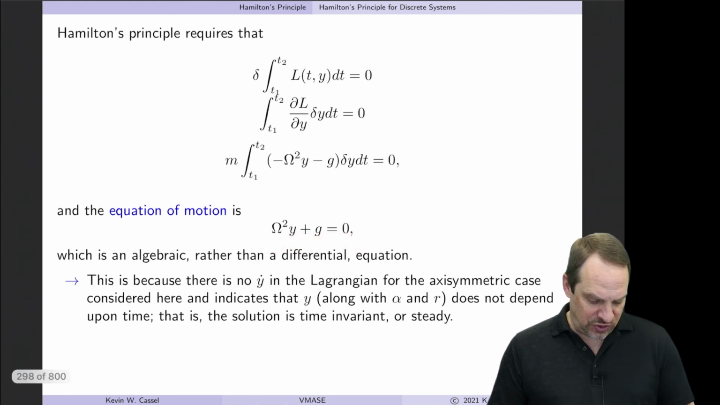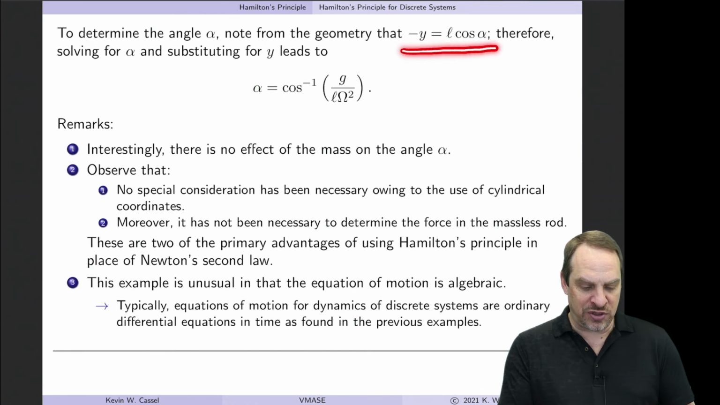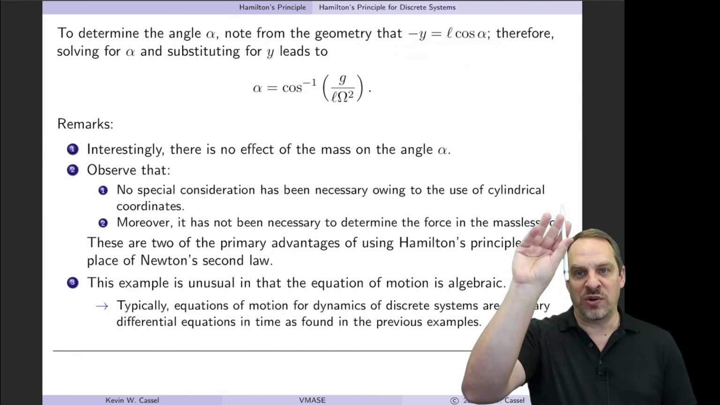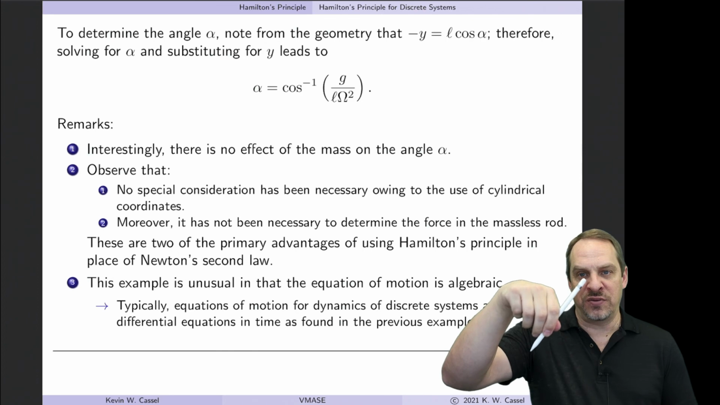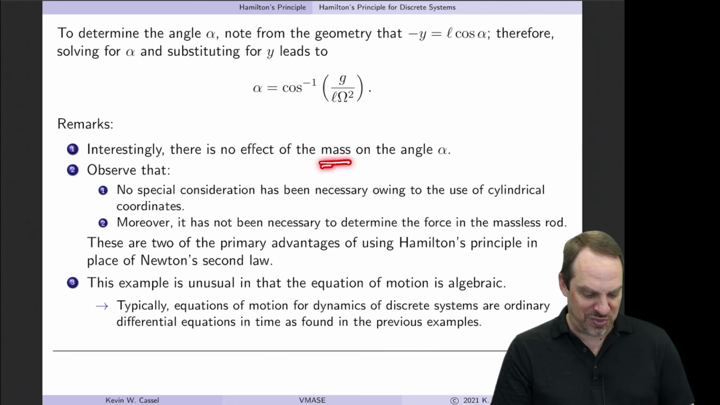So we were asked for alpha, so from the geometry, minus y is equal to L cosine alpha. Remember, y was positive up, it was hanging down from the origin, so y is always negative, so minus y is L cosine alpha. So if you solve for alpha, that's the inverse cosine of g over L times omega squared. You'll notice one thing's missing, the mass. So the alpha angle does not depend on the mass.